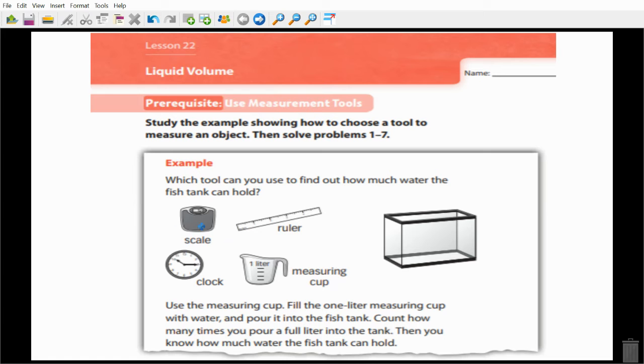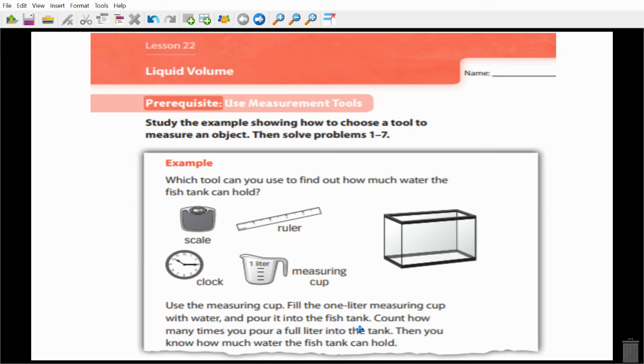There's a scale. This is the kind of scale that you would stand on. Here's a ruler. There's a clock and a measuring cup. And then over here we have this fish tank. And it says, using the measuring cup, fill the 1 liter measuring cup with water and pour it into the fish tank. Count how many times you pour a full liter into the tank. Then you know how much water the fish tank can hold.